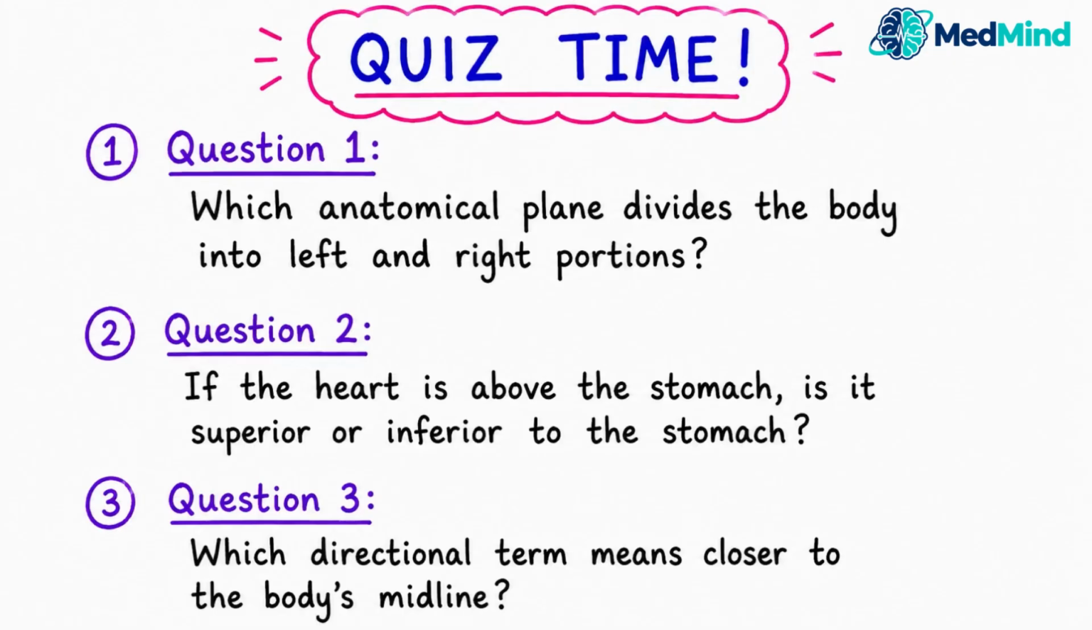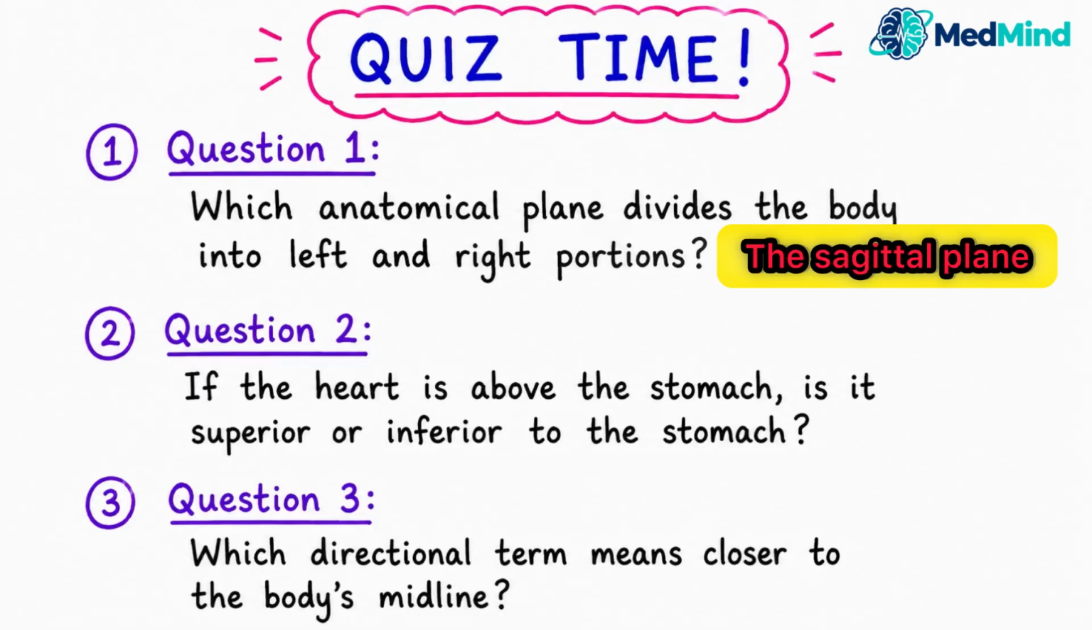Let's see how much you remember with a quick little quiz. I will ask you 3 questions based on today's lesson. So pause the video if you need more time to think and see how many you can answer correctly. So let's get started. Question number 1. Which anatomical plane divides the body into left and right portions? The correct answer is the sagittal plane.